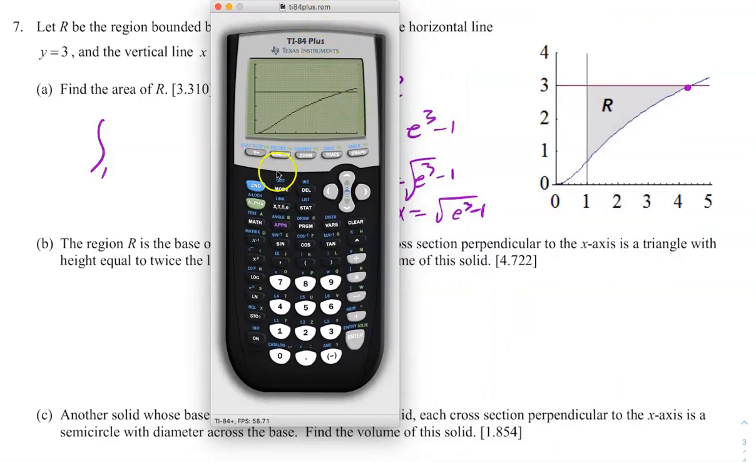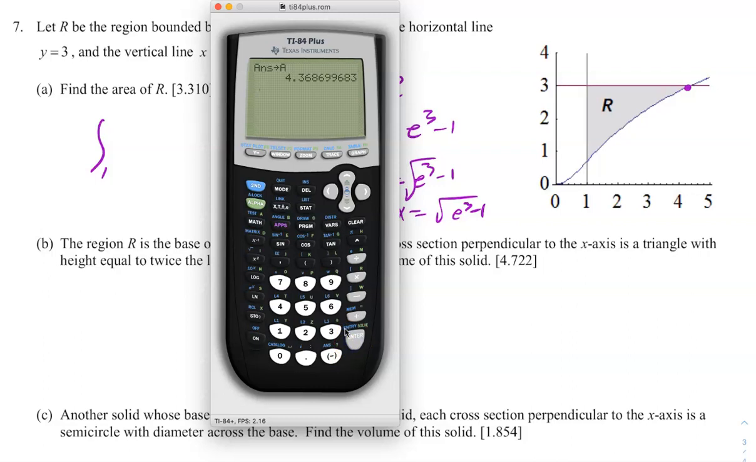Again, I want to find the intersection. So second, calculate intersection. Hit enter a couple of times. And I get 4.3, something like that, right? So let's store it. So I'm going to quit. Go to enter. Hit store. And press A. So now it's stored. So A is 0.36896 or whatever.